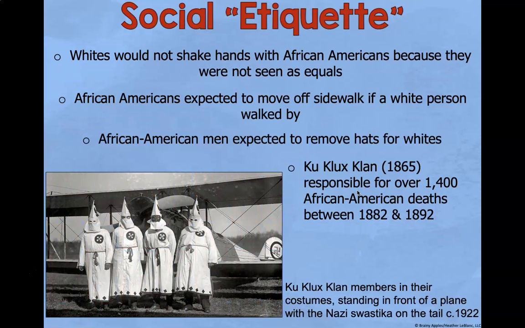All right, social etiquette. Whites at this point in time could not shake hands with African Americans because they were not seen as equals. African Americans were expected to move off the sidewalk if a white person walked by. I know this is crazy when you think about this stuff now, but it did happen in history back during that time. This one right here, African American men were expected to remove hats for whites. Whenever you kneel or remove your hat, it's like you're showing a sign of respect, I guess, but kneeling is different. We'll get to that later. But when you remove your hat, sometimes if you go to church or if they're praying or something like that, or during a basketball game or a football game, you remove your hat because it's the respectful thing to do. At this point they were trying to say that African American men were looked at as less than whites, and we know that's not true. But this is just during the Jim Crow era in the South.